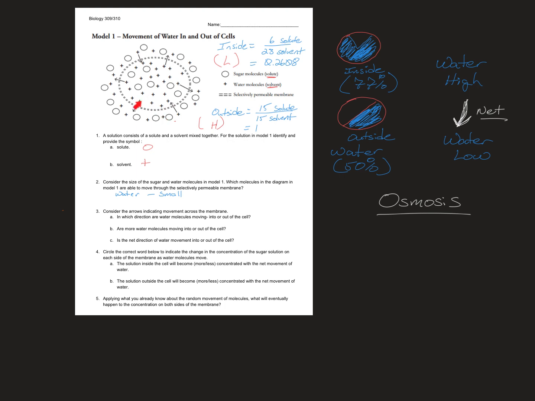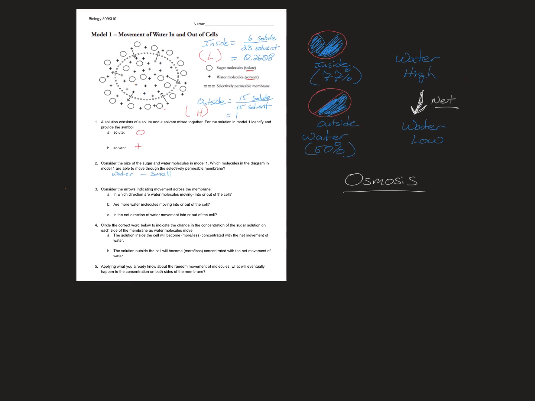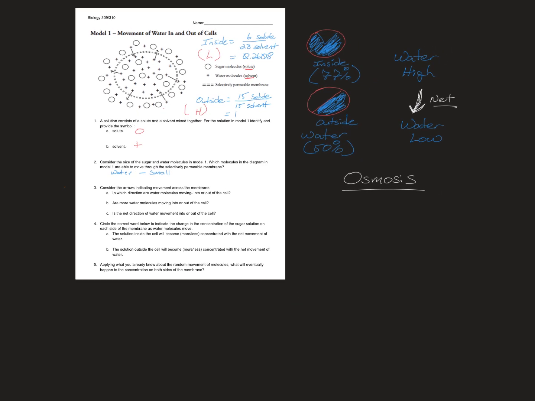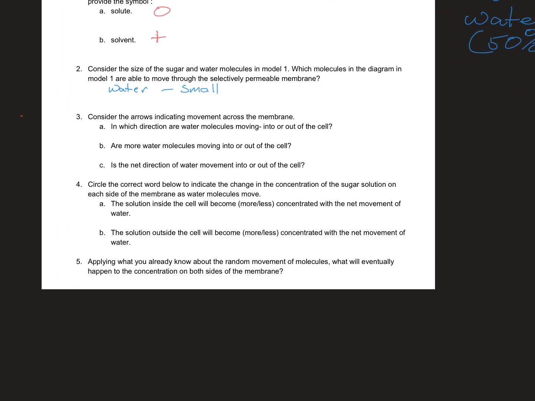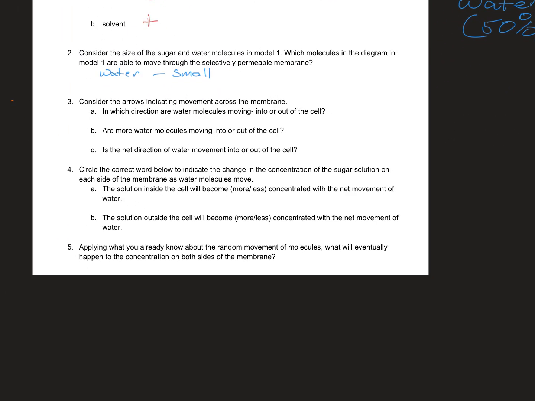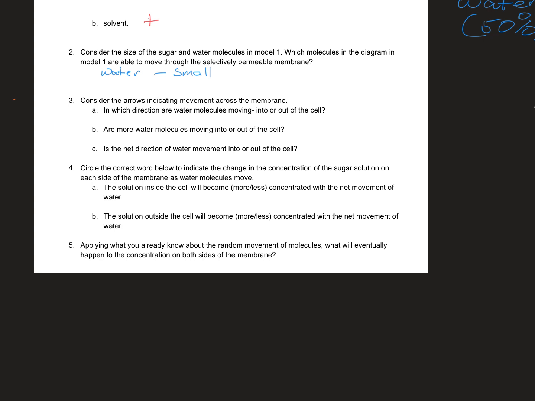And in fact, we see 1, 2, 3, 4 going out and only 2 coming in. So that's what we see. The net movement's out. That's because there's more water relative to solute inside than outside. All right, so that's the theory behind it. Let's go ahead and keep looking, keep applying it. Consider the arrows indicating movement across the membrane. In which direction are water molecules moving into and out of the cell?